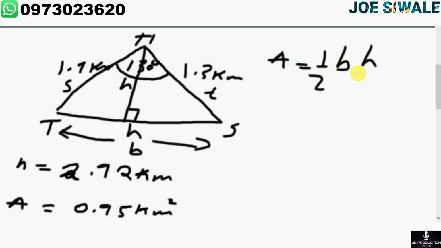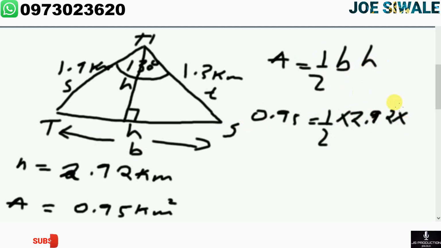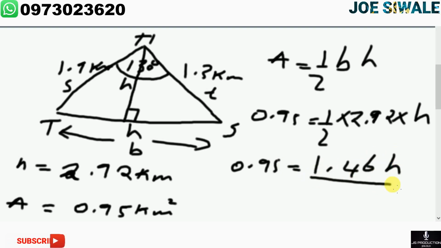So the area, I know that's 0.95, is equal to half multiplied by the B here, which I had calculated as 2.92, multiplied by H. H is the shortest distance. So 0.95 is equal to 1 multiplied by 2.92 multiplied by H divided by 2. I'm having 1.46 H. So to calculate the value of H, I divide by 1.46 on both sides, and this is going to cancel out.